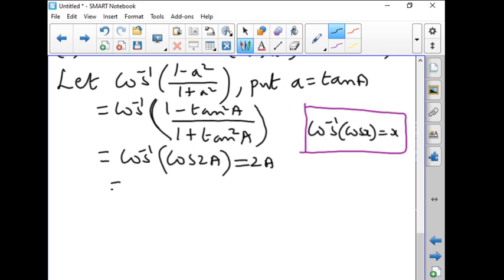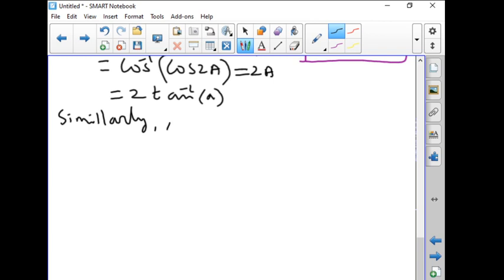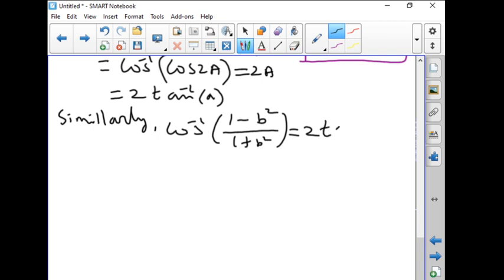So, 2A, therefore, what is it? What is capital A? Tan inverse of small a. So, 2 into tan inverse of small a. Similarly, doing this, what is cos inverse of 1 minus b square by 1 plus b square? You will get 2 tan inverse of b. It will be equal to 2 tan inverse of b.